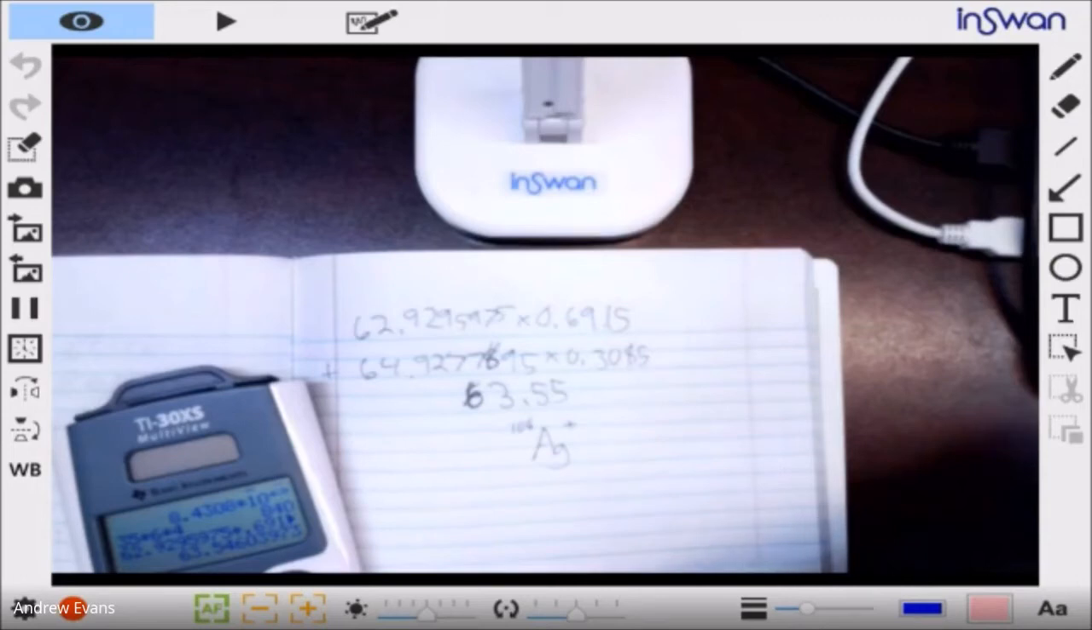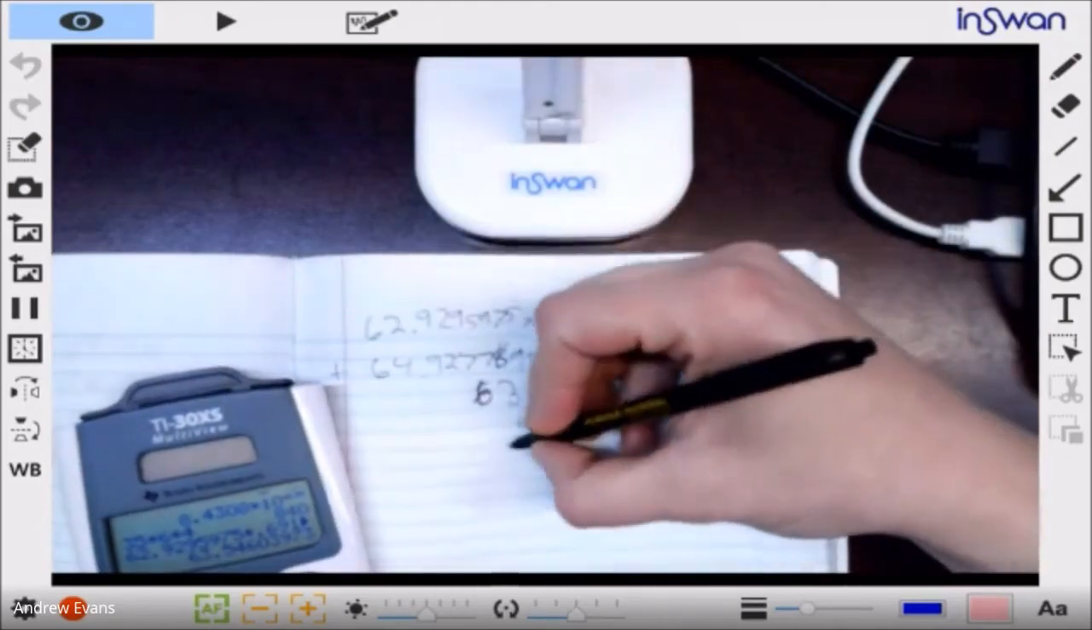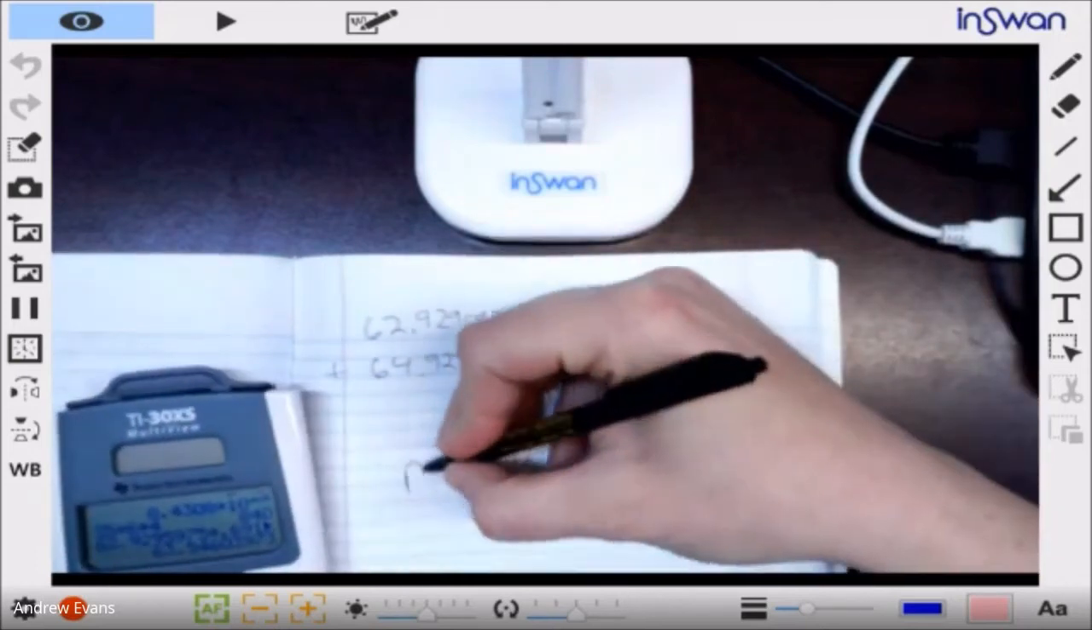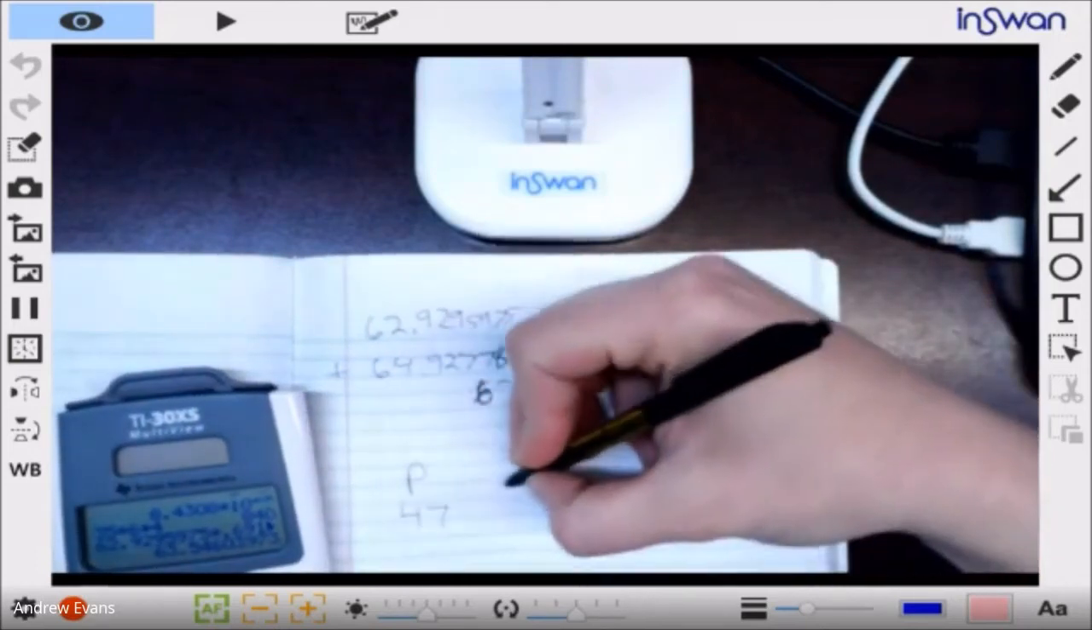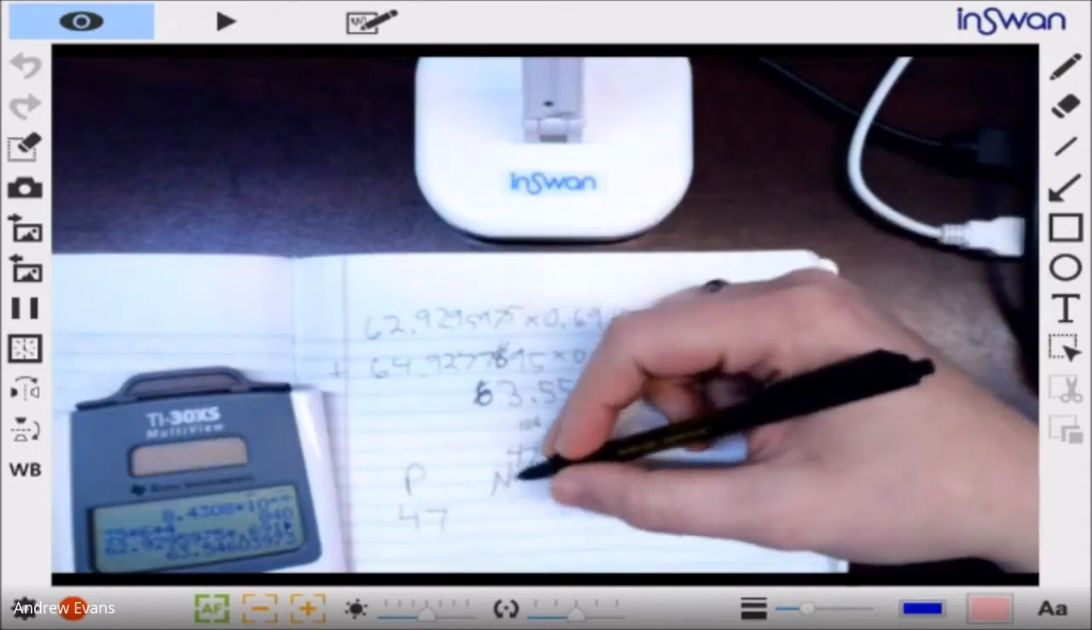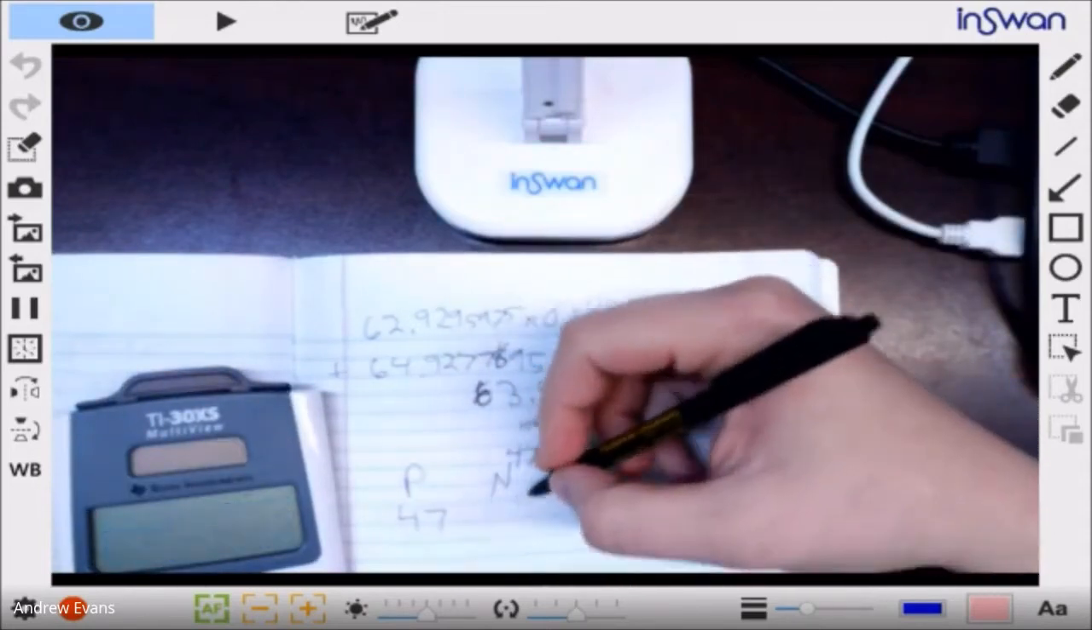Okay, so look that up. Silver going down is 47. So that's our first number. Our proton count is 47. Our neutron count is the difference between 47 plus the neutrons and 108.